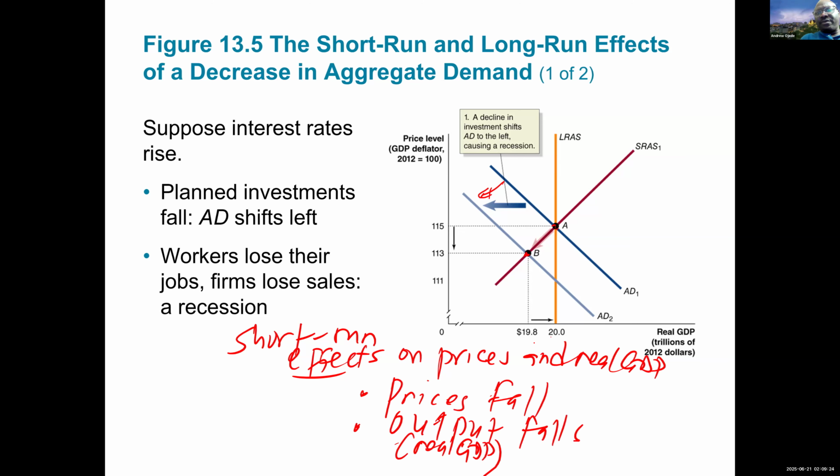See, output is going to fall, first of all, we're going to move from point A to point B. So the price level falls from 115 to 113. Output is going to fall from 20 trillion to 19.8 trillion. So there's going to be a recessionary gap of $200 billion. Now the question is, how do we close that $200 billion recessionary gap?